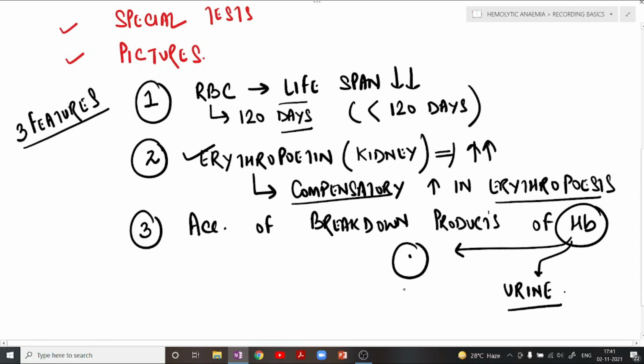So what are the hemoglobin degradation products? There are many hemoglobin degradation products. For example, we have bilirubin. This excess hemoglobin might also be converted into hemosiderin. So there are multiple breakdown products, and there are multiple biochemical parameters that we can test to know about the breakdown products of hemoglobin.